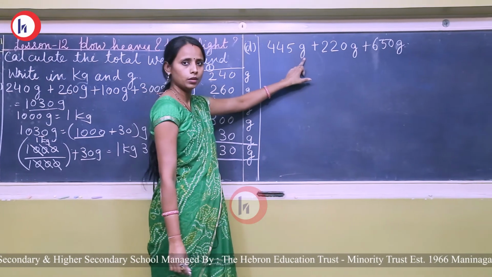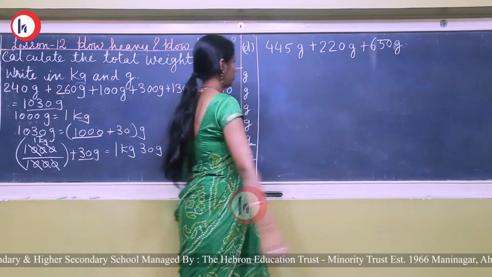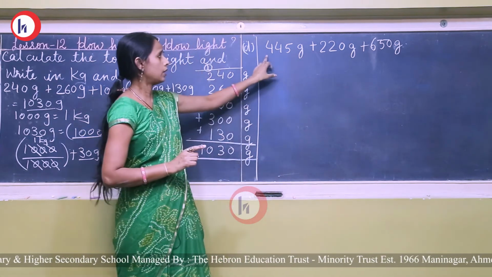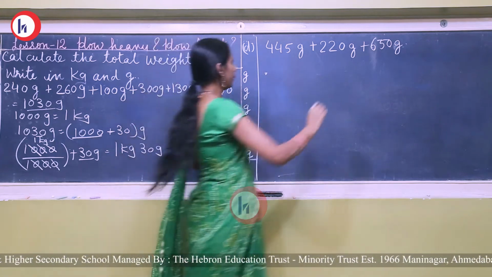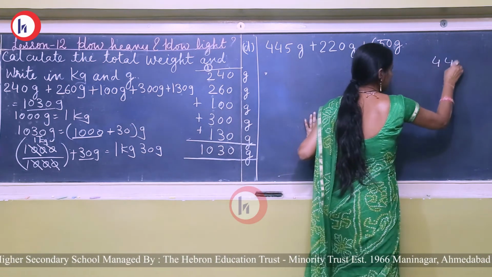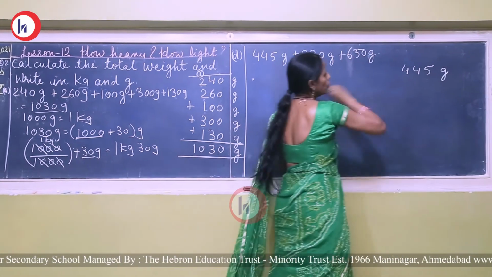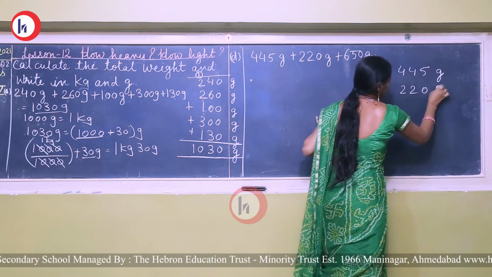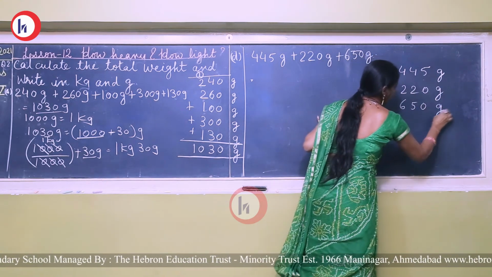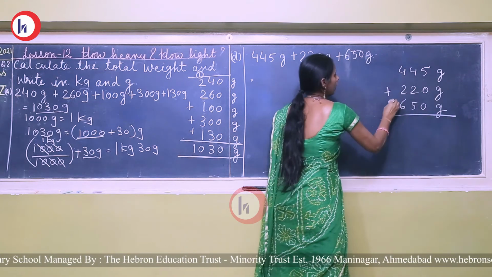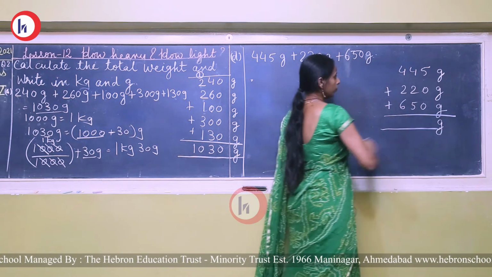445 gram, 220 gram, 650 gram. So here also you can see that there are no numbers repeating, so we have to add here. First we will arrange 445 gram, then 220 gram, then 650 gram, then add. First of all we will write the unit, that is gram.